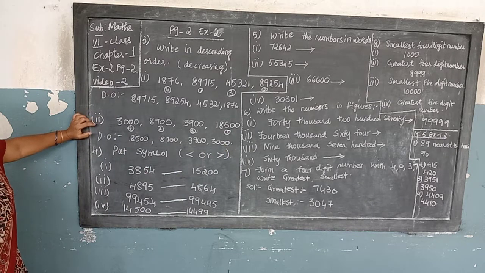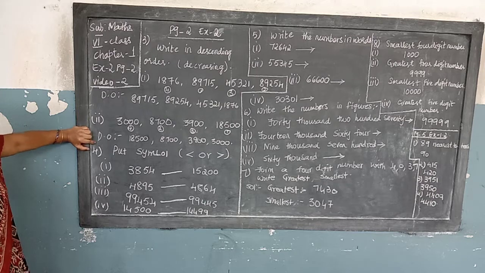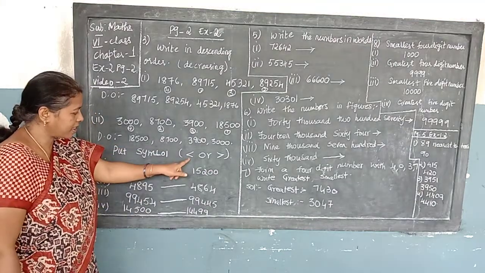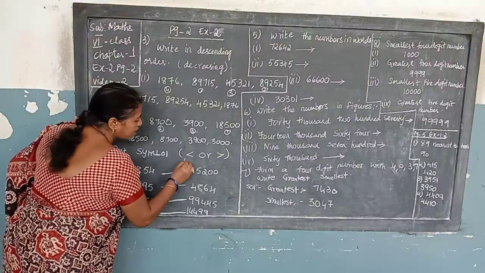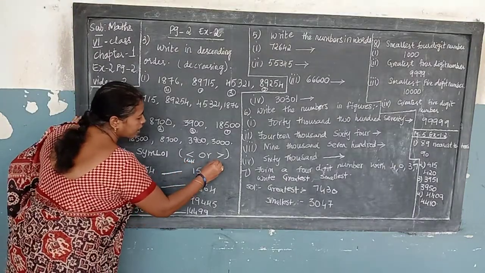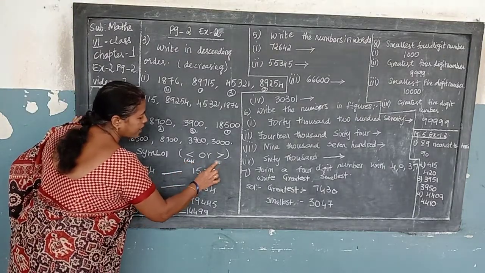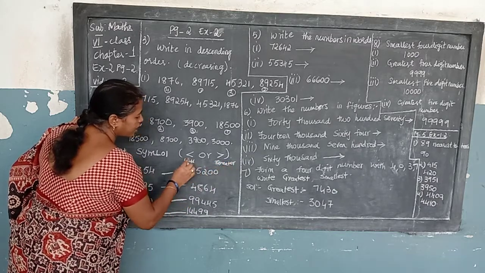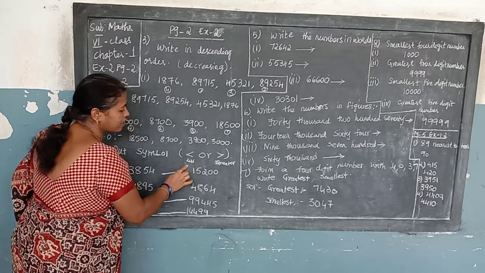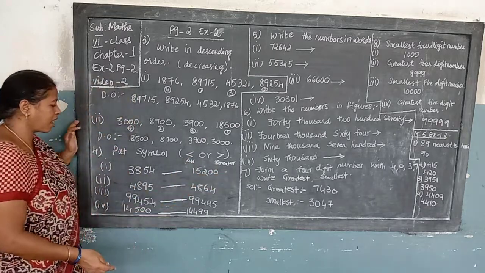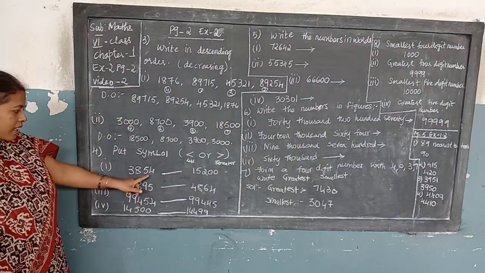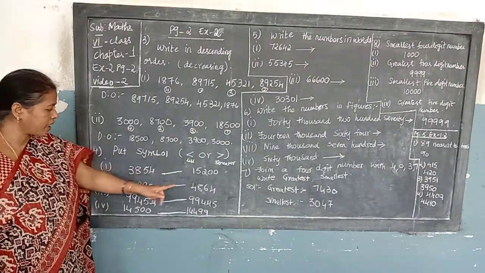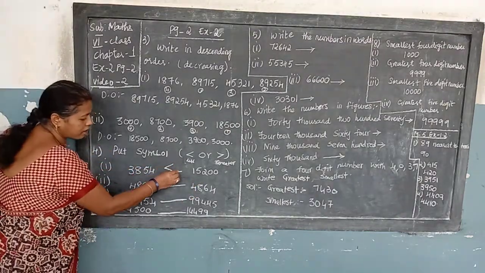Okay. Now next, the fourth question, children. Put the symbol less than or greater than. This is less than. This is less than. This is greater than. This is greater. You know, no, children? Those who don't know, I am writing now. This is less than. This is greater than. Now 3,854 and 15,200: 3,854 is less than 15,200, you know, children?